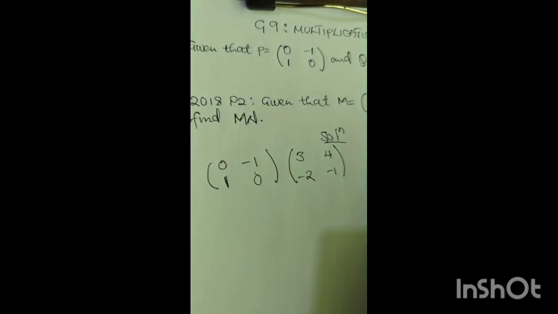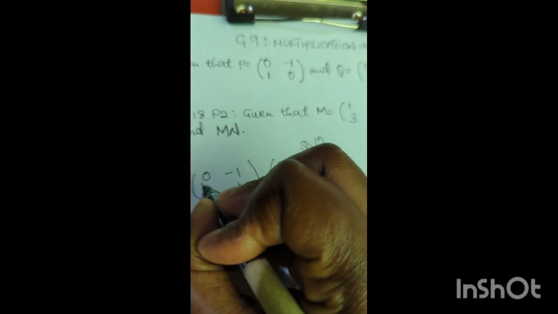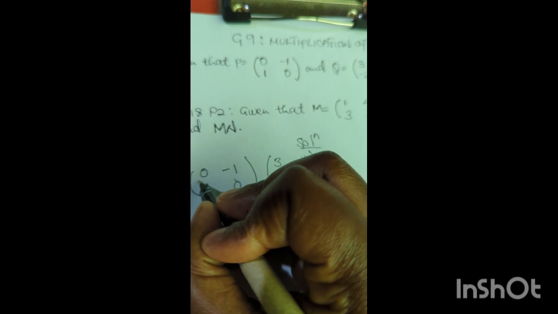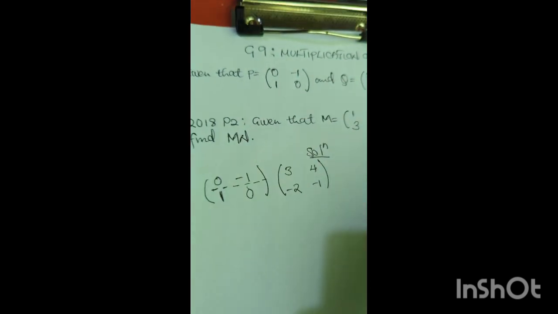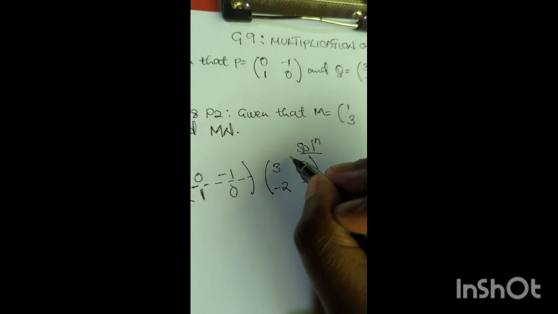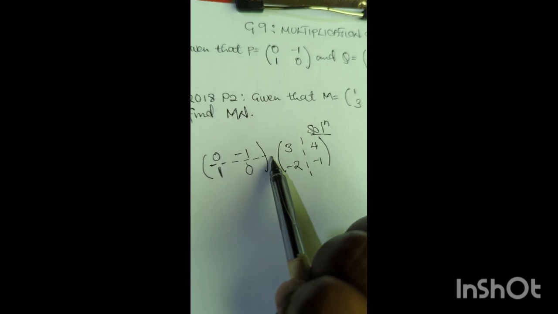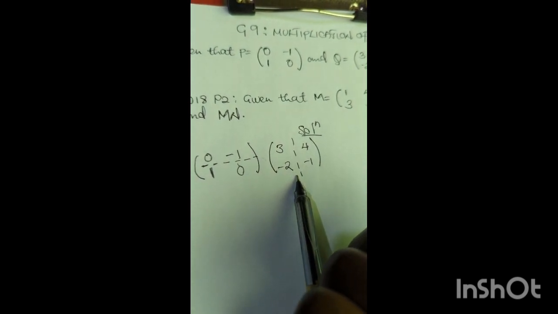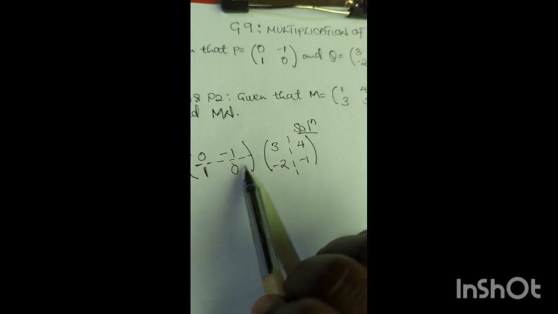Then what did I say? For multiplication of 2 by 2 matrices, it's very simple. The first matrix, I will divide it into rows, with a dotted line. The second one, I'll divide it into columns. That is very easy. The first one into rows, the second one into columns, so that I multiply row by column.